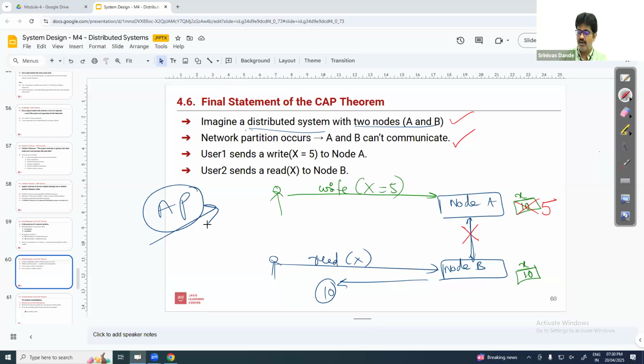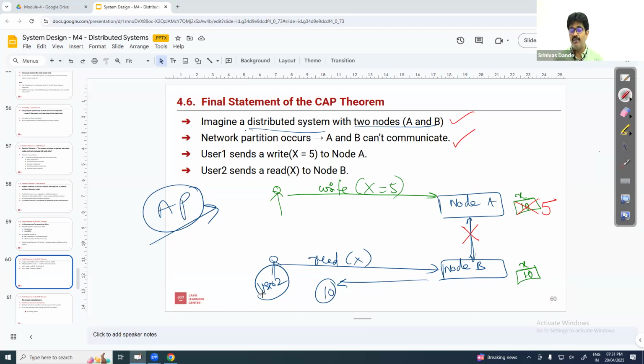System is available. When user 2 is asking, give me the X value, it is responding with some X value. It is not saying, no, I did not get the updated data of X because I'm not talking to A, problem is there, so I can't give you that. It is not saying like that. It is saying, okay, you are asking X value, provide X value 10. Is it old or new? We don't know that. No guarantee of this data, whether it is stale data or latest updated data.